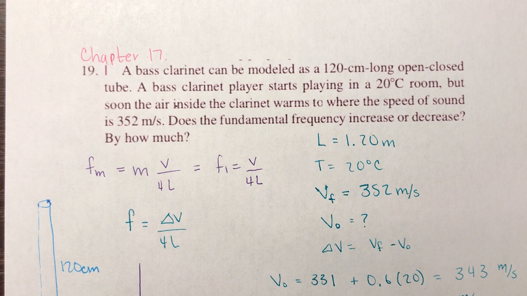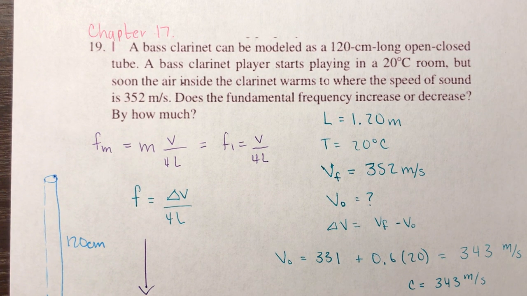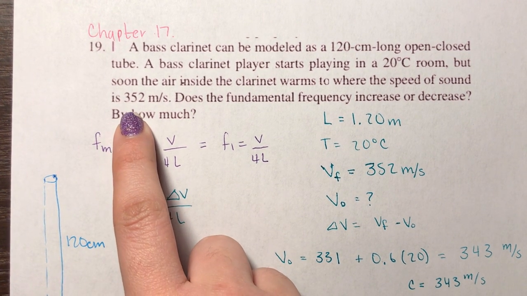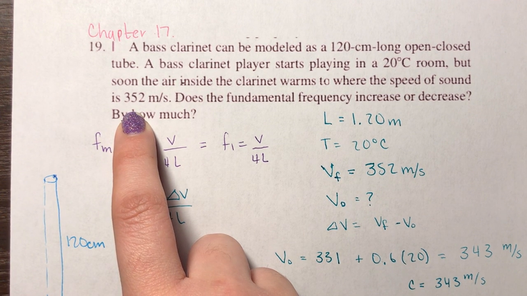So here we have a clarinet player that starts playing his instrument, and initially the temperature in the room is 20 degrees Celsius, and we have a specific speed for the sound. But as he keeps blowing air in and it warms the instrument, the speed of sound increases and becomes 352 meters per second. That is the speed of sound after the air is heated up.